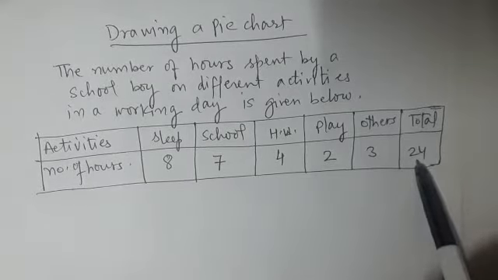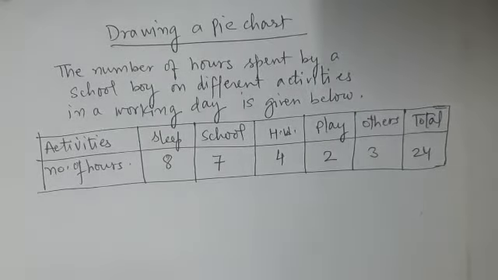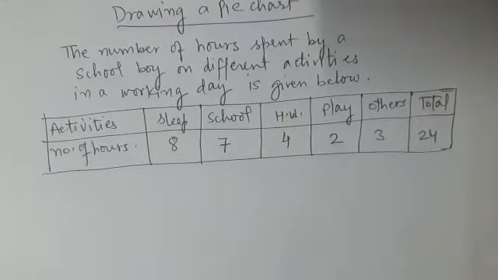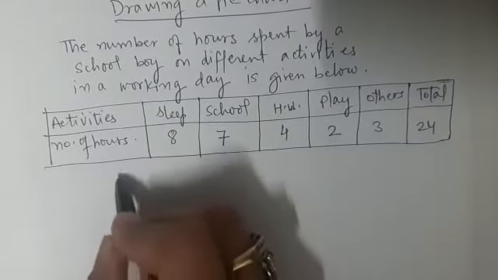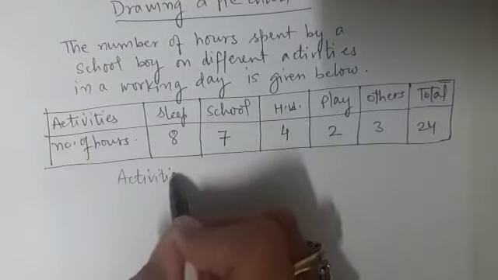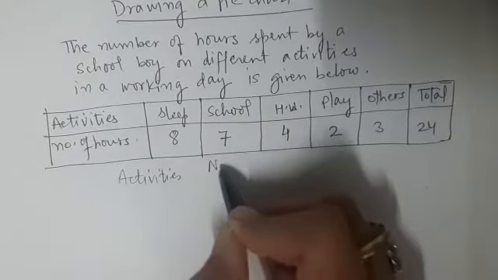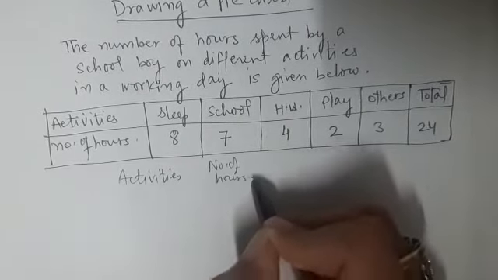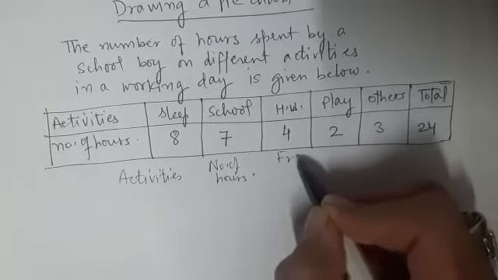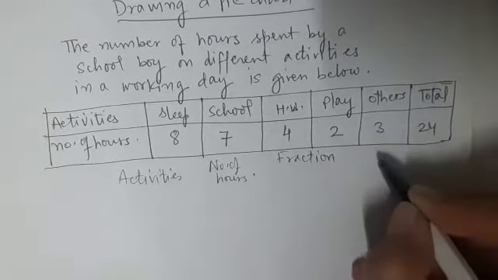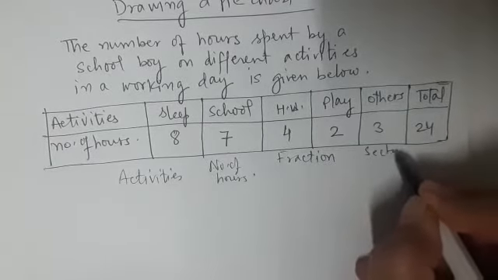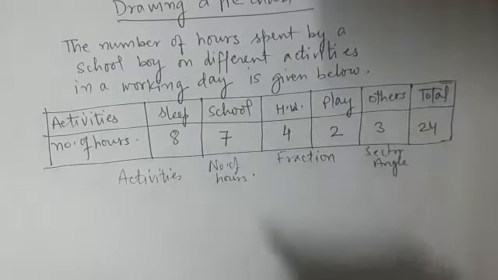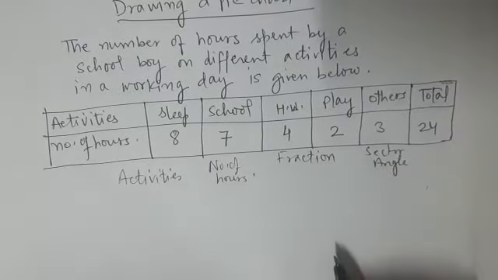Now you know that pie chart is a circle graph. So basically we need to first of all find out the fraction of the circle and then we will be finding the sector angle. So for that we will be making a table. In the first column we are going to write down the activities. In the second column we are going to mention the number of hours. And then in the third column we are going to mention the fraction. And in the fourth column we will be finding the sector angle of the activity which is to be drawn in the pie chart.